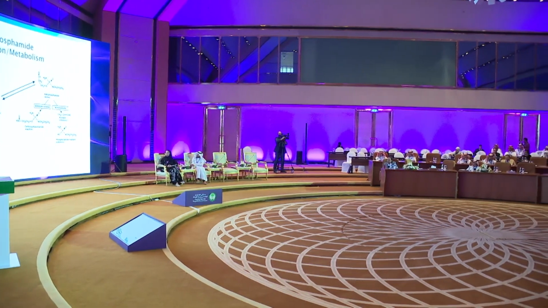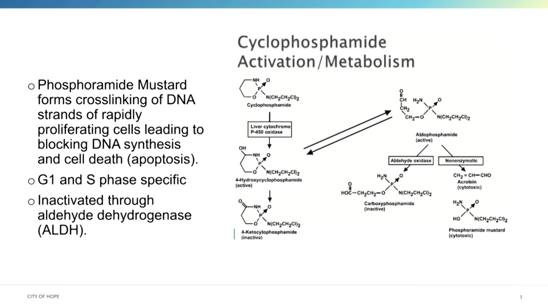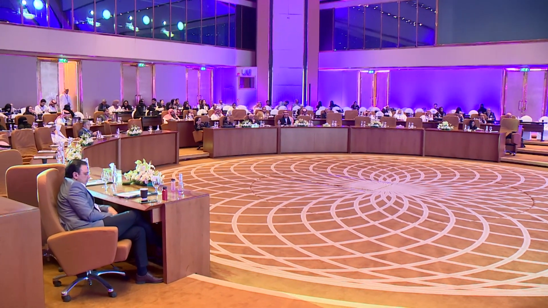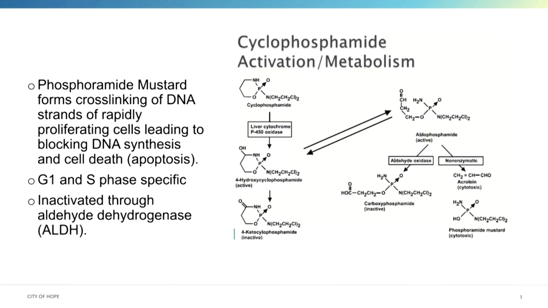This type of approach is mostly specific for G1 and S phase in the cell cycle. So it is specifically targeting very rapidly proliferating T cells. And on the other hand, we think that having aldehyde dehydrogenase, which is the inactivating enzyme, in the stem cells and in the Tregs, is the important aspect of why this is not toxic to the stem cells and why it causes a decrease in GVHD.